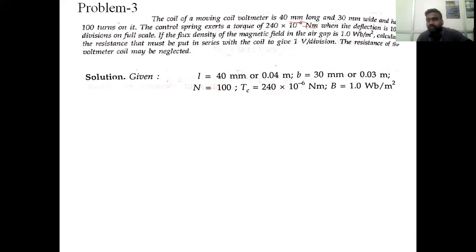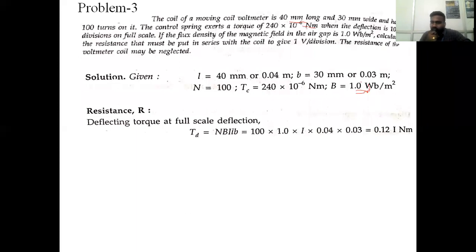That is a rectangular aluminum former, which is connected on a vertical spindle. I think you got the picture. So L is equal to 40 mm and breadth is equal to 30 mm. Number of turns N is equal to 100 turns, and the controlling torque provided is 240 into 10 to the power of minus 6 with the help of a control spring, and flux density is around 1.0 Weber per meter square. So if we solve the thing here, what is the deflection torque?